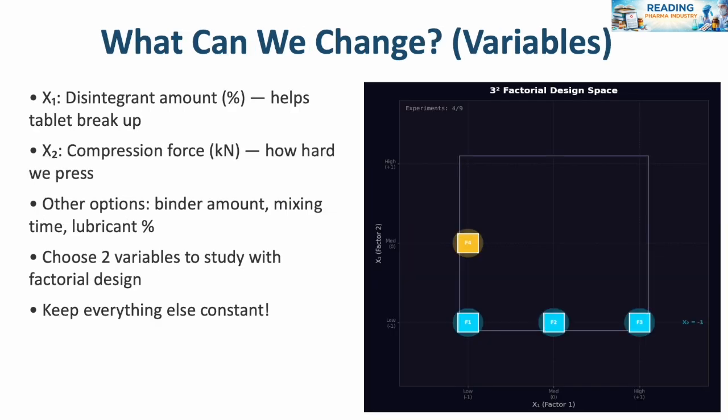So the question here, what can we change? Or in other words, what are the variables that we can control? As you can see here, there are different types of variables that we have discussed before as important factors in the process of optimization. So for example, we can change the disintegrant amount as a percentage. And we said earlier the disintegrant is important for the process of the tablet breaking apart in the stomach. So you can change that. And the other thing you can change is the compression force, because that will control how hard we press the tablets. Other options are the binder amount, the mixing time, or the lubricant percentage.